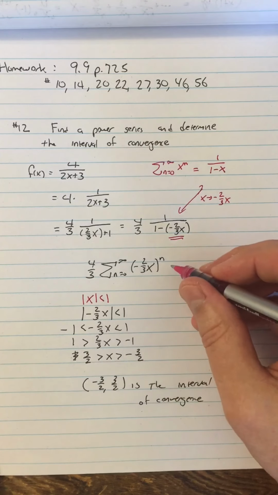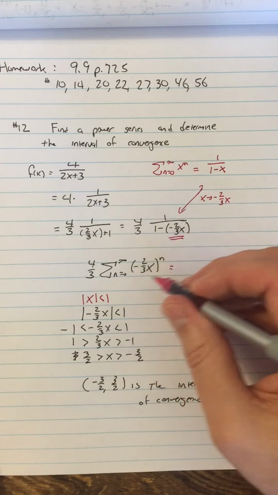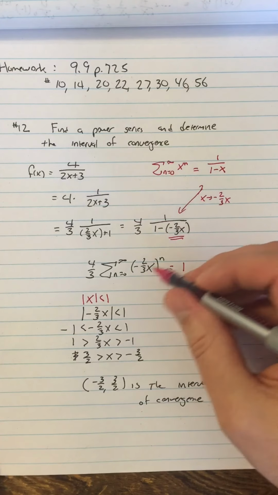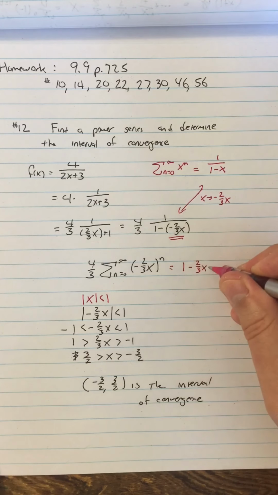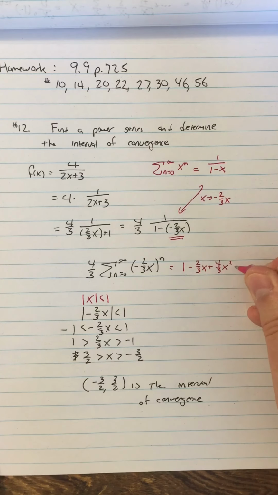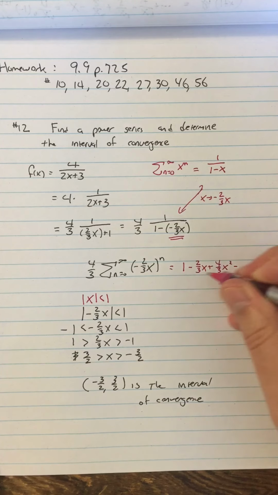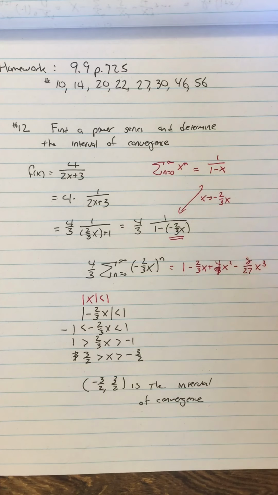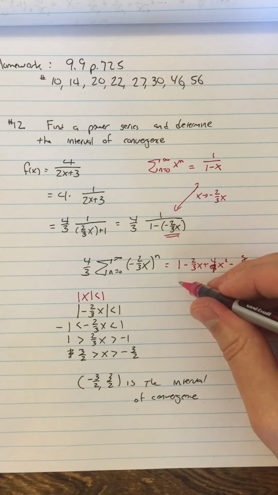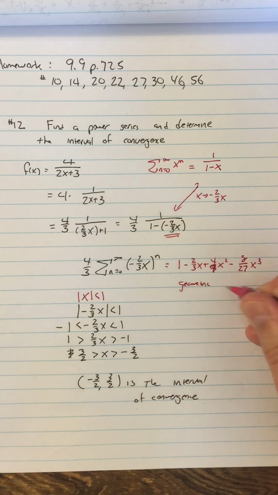Yeah, so I thought maybe let's look at a couple terms of this. When n equals 0, I'm just going to have 1. And then when n equals 1, I'm going to have minus 2/3 x. And then it's going to be plus 4/9 x squared. And then minus 8/27 x cubed, right? So this is a geometric sequence. It's geometric, and the r is negative 2/3 x.